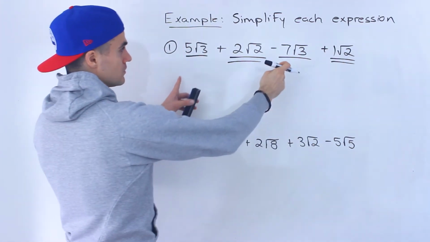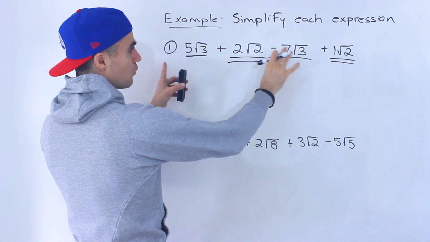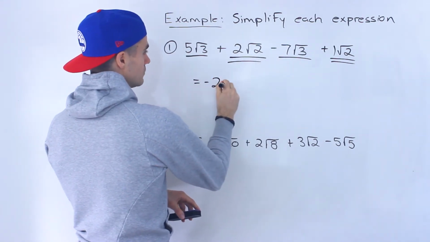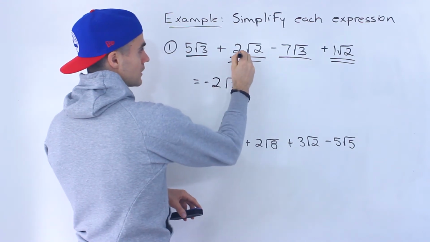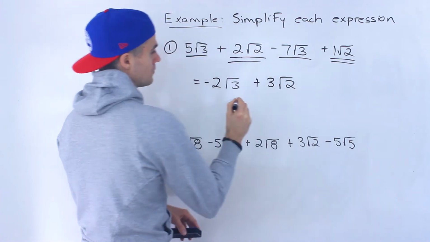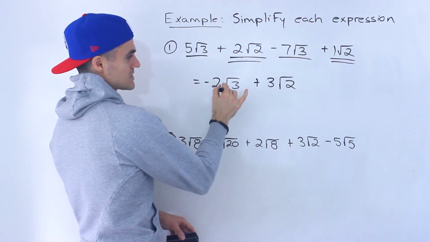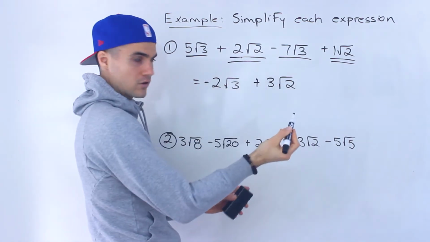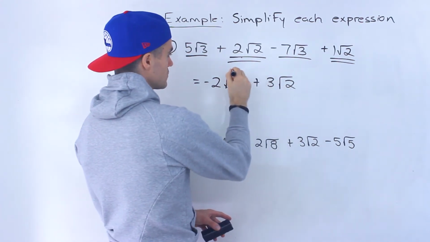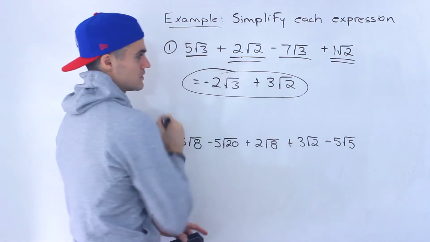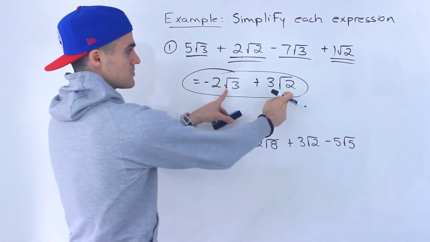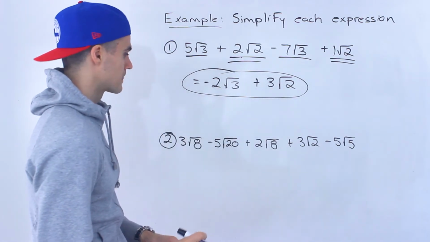And so what you do is you just net out the coefficients in front. So 5 minus 7 gives us negative 2 root 3. And then we have 2 root 2 plus 1 root 2, which gives us 3 root 2. Then you always check, can you simplify these square roots further? And you can't. Square root of 3 can't be simplified further, and square root of 2 can't be simplified further. So that ends up being the final answer. These two are not like terms because their square roots are different.